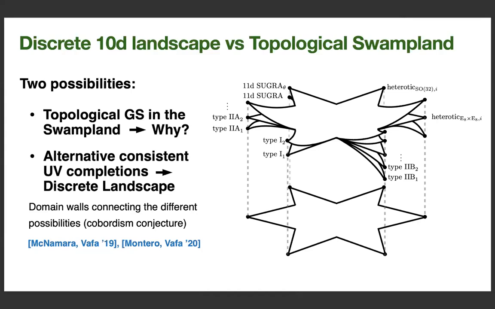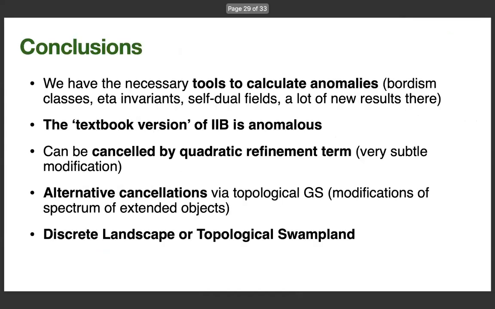And so on. So with that, let me come to the conclusion. I told you that we have developed a couple of necessary tools, or used others that were developed before, in terms of bordism classes, eta invariants, in order to really nail down a certain realization of this duality anomaly of type IIB.